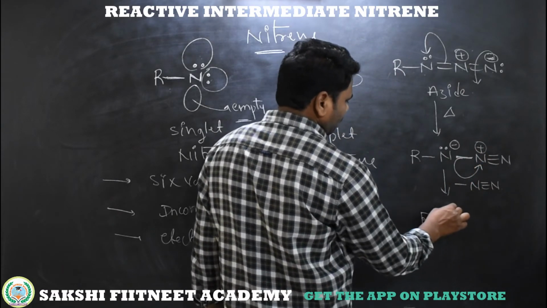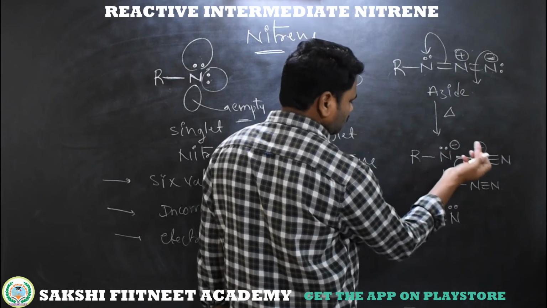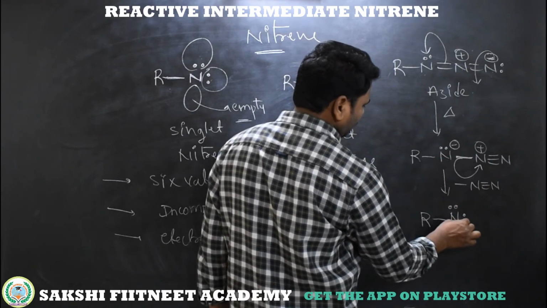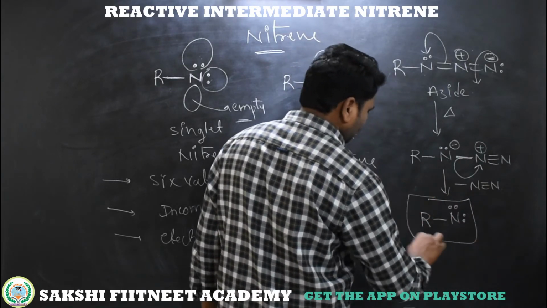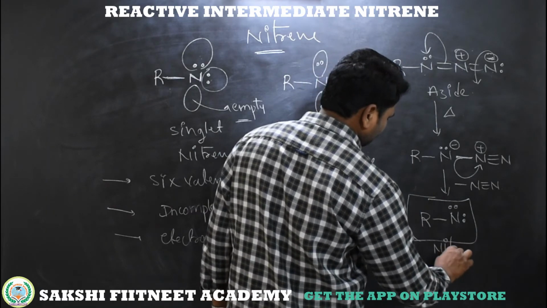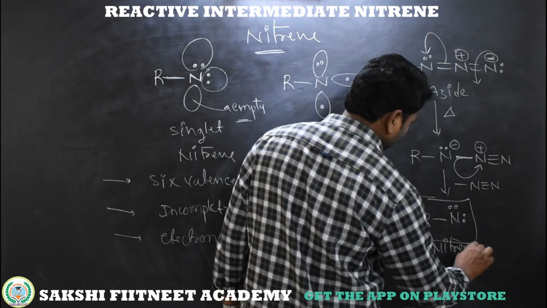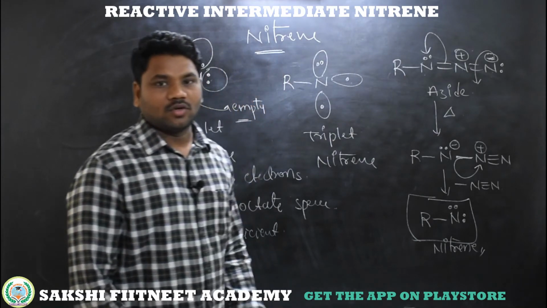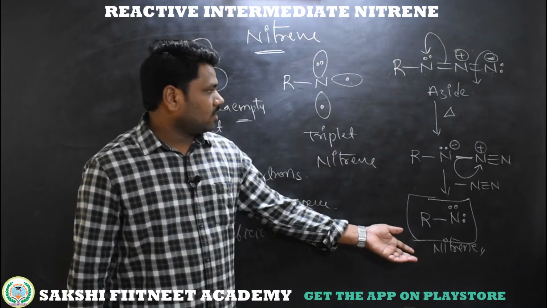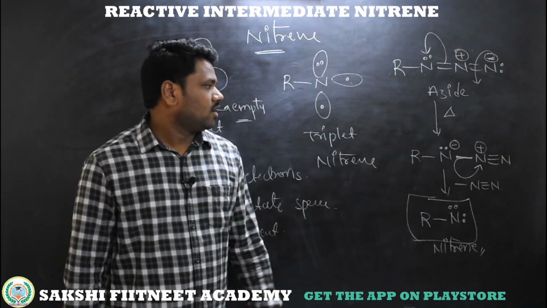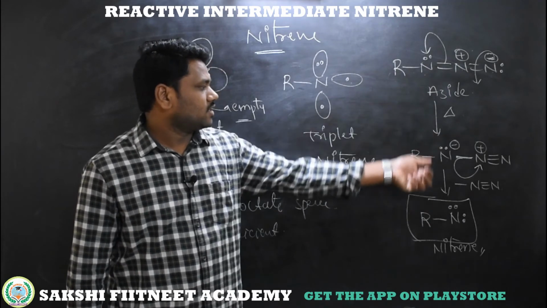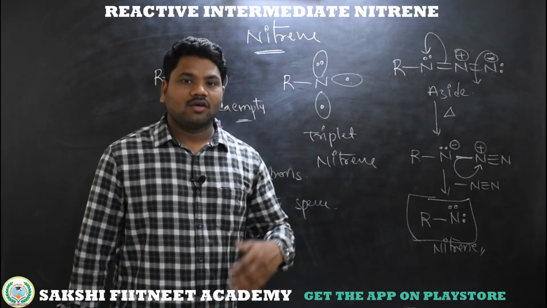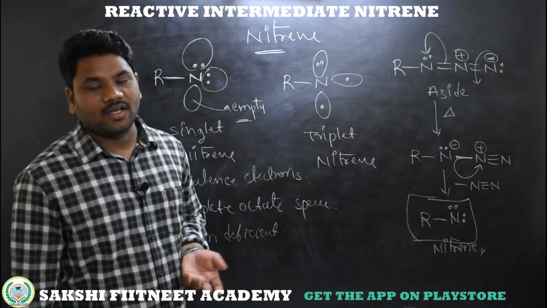Here is one lone pair, and the negative charge means obviously it is two electrons. So this is the nitrene intermediate. We can observe this nitrene intermediate in the thermolysis of azides. We can observe this nitrene in the Hofmann rearrangement also.